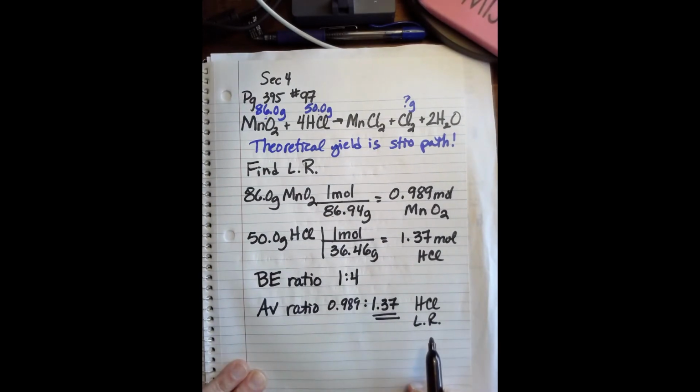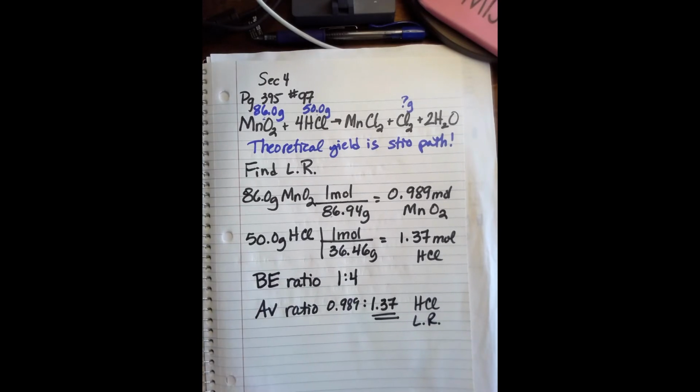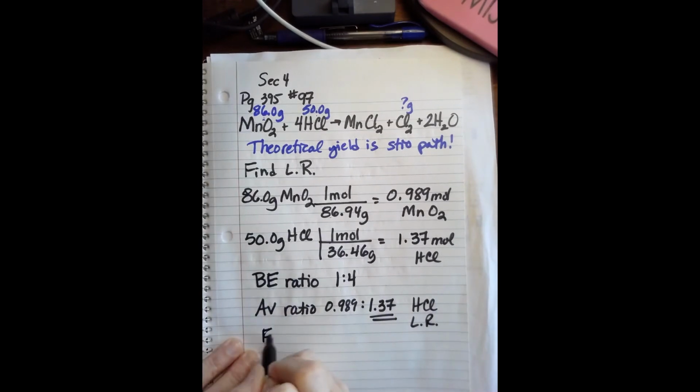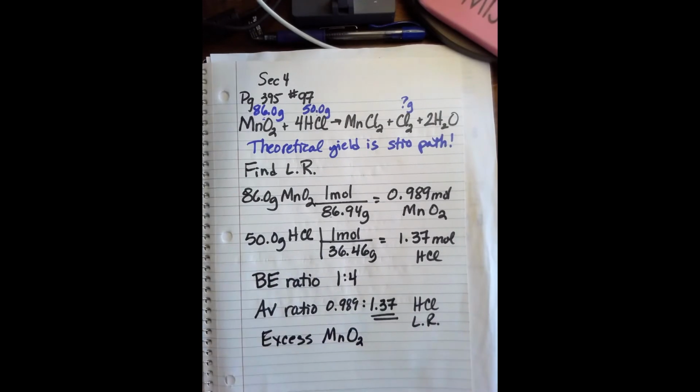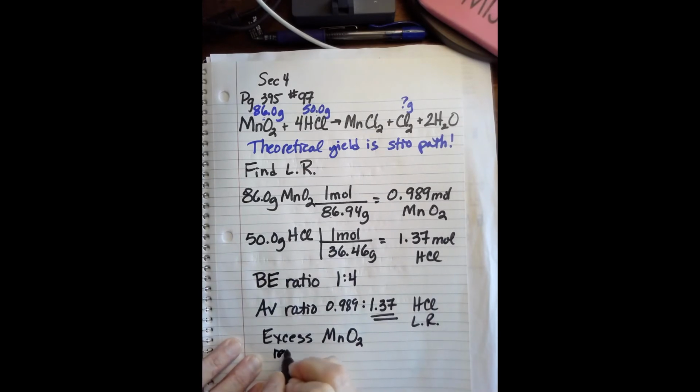So hydrochloric acid is the limiting reactant. All right, so then that means that manganese oxide is in excess. So excess is the manganese 4 oxide. Sometimes I'm leaving that 4 out when I say that name. I apologize. So limiting reactant is hydrochloric acid. Manganese 4 oxide is the excess reactant. There will be some of it left over.